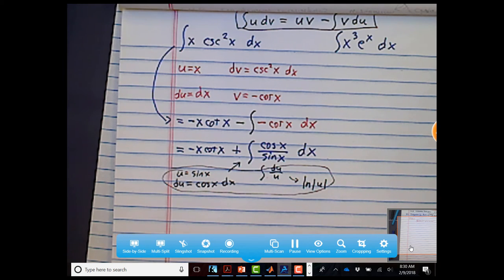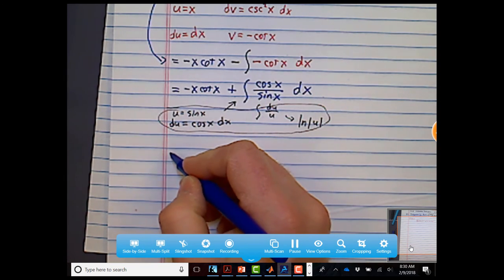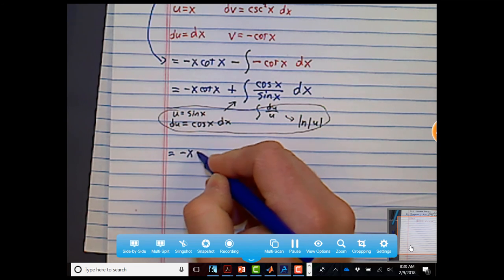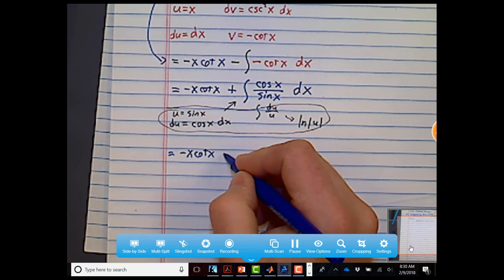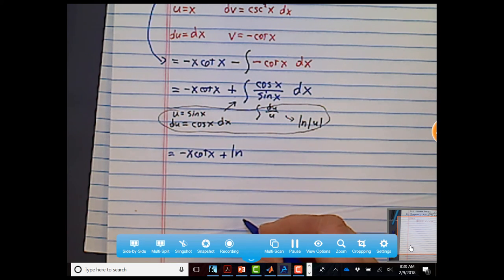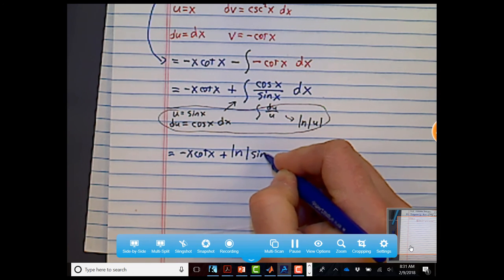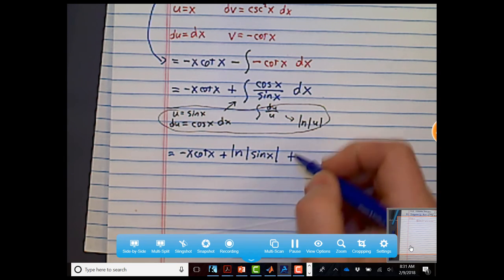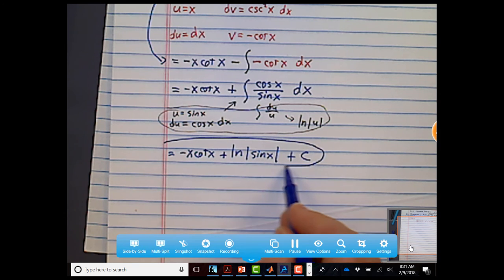So the final answer, after all this section 8.1 stuff goes in, to this first problem is going to be, let's see, negative x cotangent x plus the natural log of what? The absolute value of sine of x. You need the absolute value because sine could be negative, and then it wouldn't be defined. Plus c. Check that out.